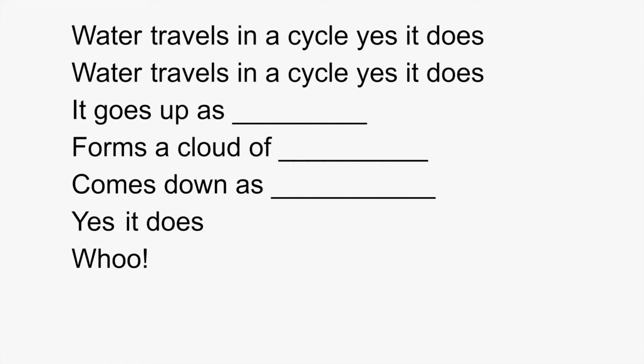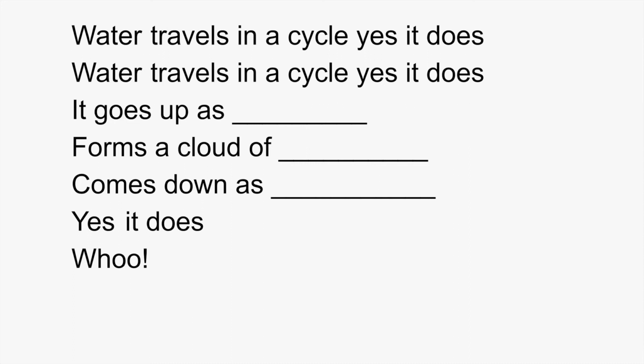Now let's sing it one more time and talk about each blank as we come to it. 1, 2, 3. Water travels in a cycle, yes it does. Water travels in a cycle, yes it does. It goes up as... What happens when the water goes up? The water vapor rises. What is that called?